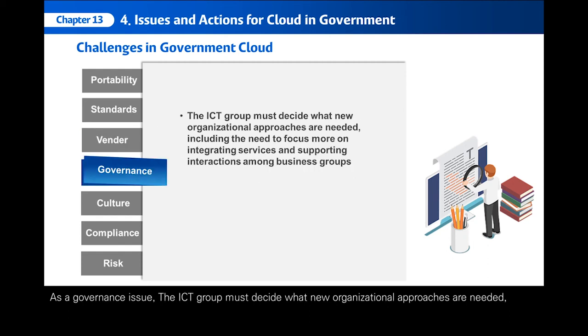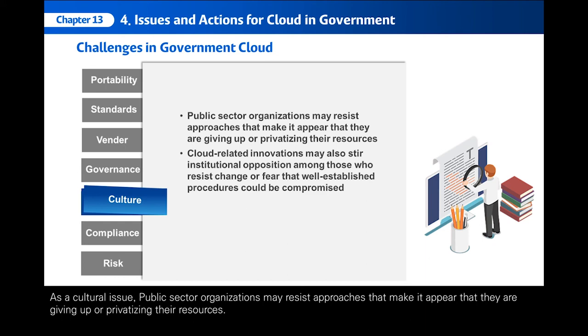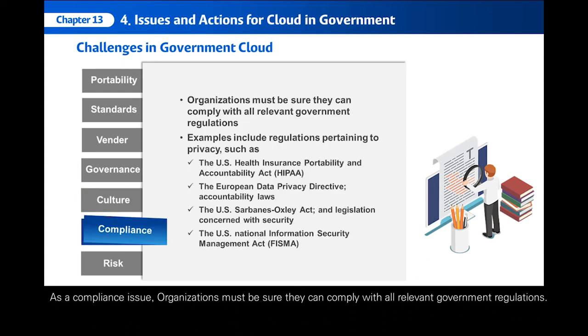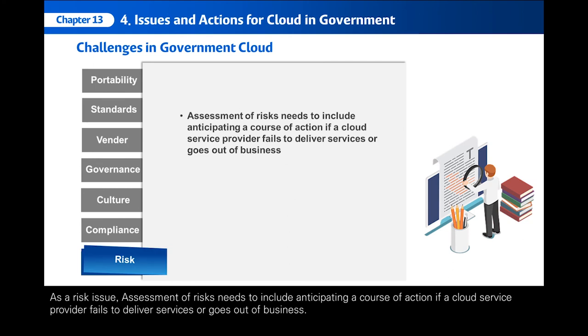As a governance issue, the ICT group must decide what new organizational approaches are needed, including the need to focus more on integrating services and supporting interactions among business groups. As a cultural issue, public sector organizations may resist approaches that make it appear that they are giving up or privatizing their resources. As a compliance issue, organizations must be sure they can comply with all relevant government regulations. As a risk issue, assessment of risks needs to include anticipating a course of action if a cloud service provider fails to deliver services or goes out of business.